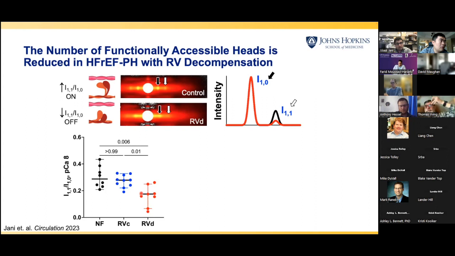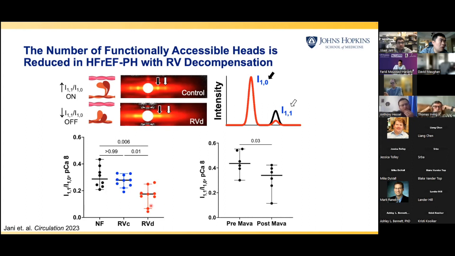And just to kind of provide a bit of a reference as to what this intensity ratio change means, we took some human control muscle treated with mavacamten, and you can actually see that the change with mavacamten is similar, if not slightly smaller, than the change we see in these patients at rest. Which again kind of highlights how uniquely depressed their contractile function must be.